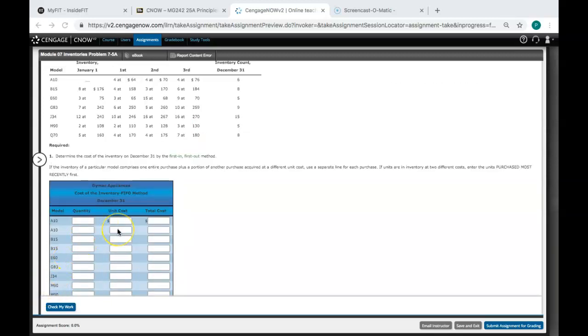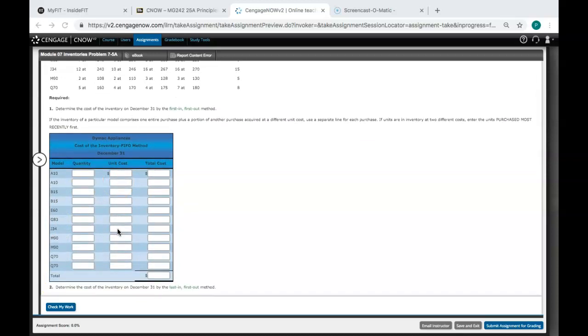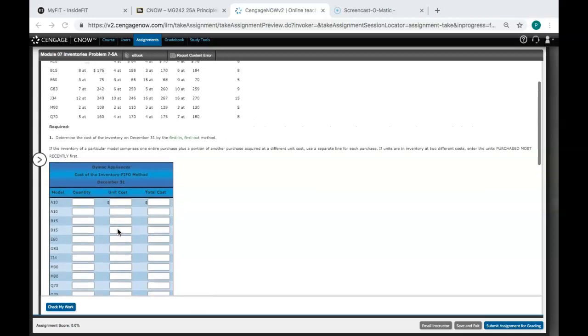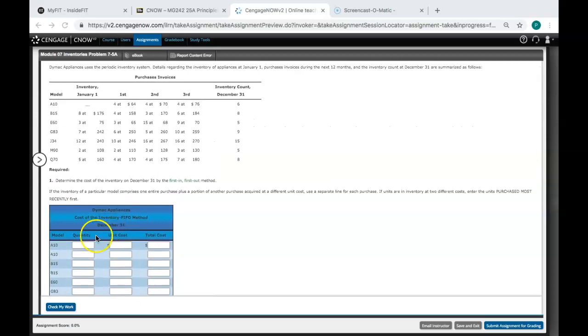The information that we fill in these charts is going to represent what's on hand at the end of the period, or in this case, the year. And since we're dealing with FIFO, first in, first out, we really have to start at the most recent purchases and work backwards to populate this so that we can get the most accurate number of items and the proper cost on hand.